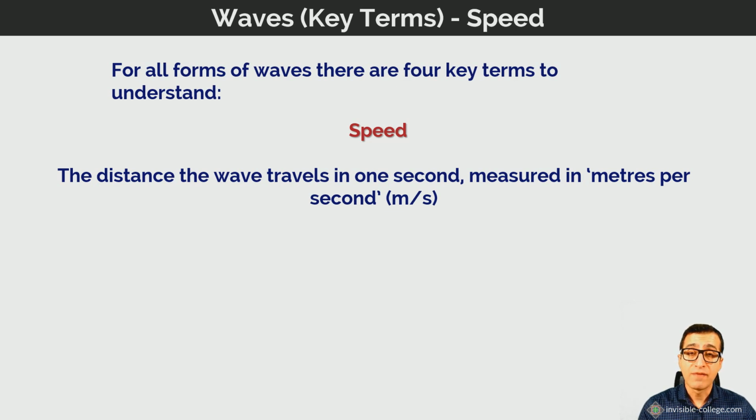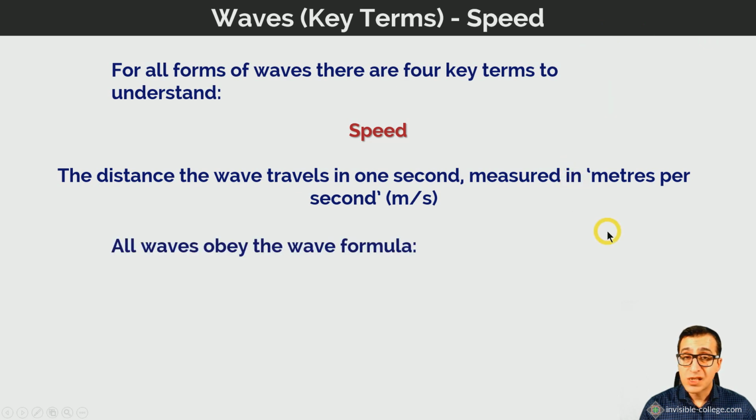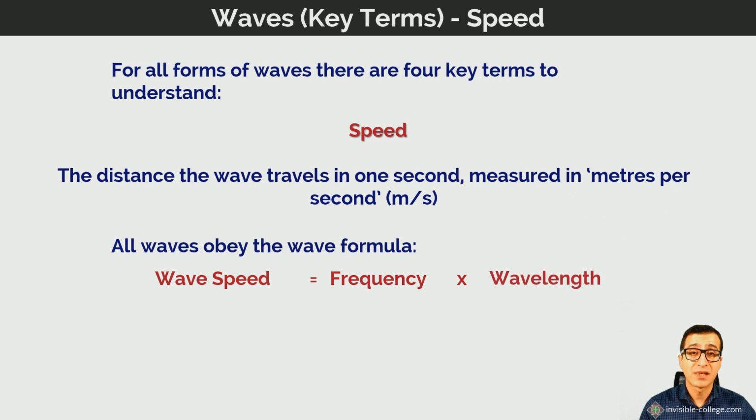So all waves obey a specific relationship between their frequency, their wavelength, and their speed. This is sometimes referred to as the wave equation, and it applies to all waves, whether you're dealing with longitudinal waves, transverse waves, any variety of either one of those 2 waves. They all obey the wave equation, or the wave formula, which is this: the speed of a wave is equal to the product of its frequency and its wavelength.